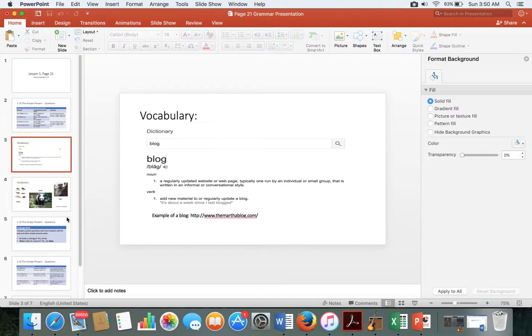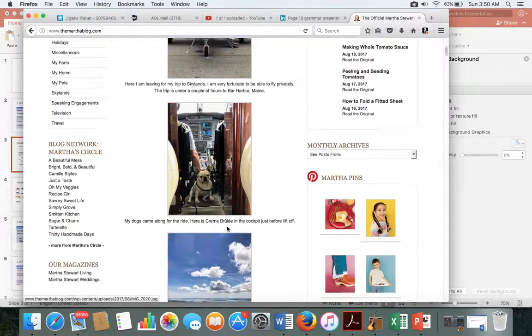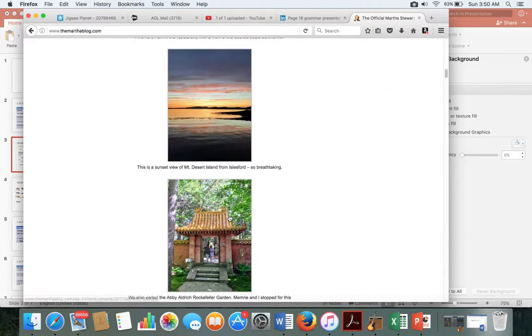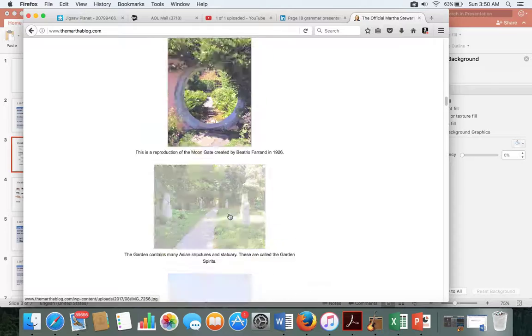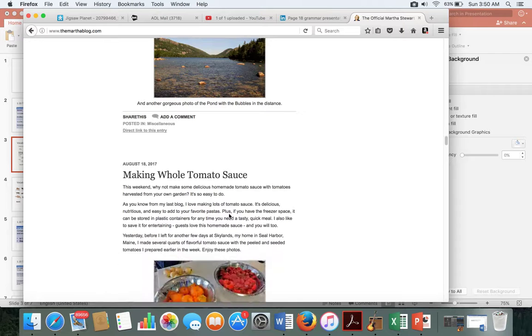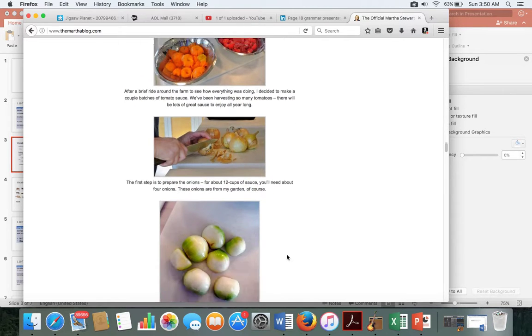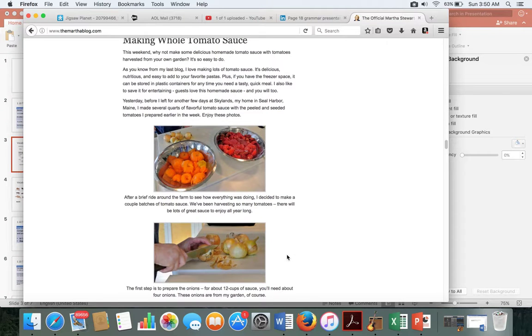See if we can see an example of a blog. Okay, this is Martha Stewart's blog. Here she's talking about her summer. And what else is here if we go down here? Oh, I guess she has a lot of pictures of her vacation trip. And then she has a completely different topic here about how to make tomato sauce. So she gives instructions. So whatever is on her mind, she creates something that's like a journal with pictures, and that's called a blog.